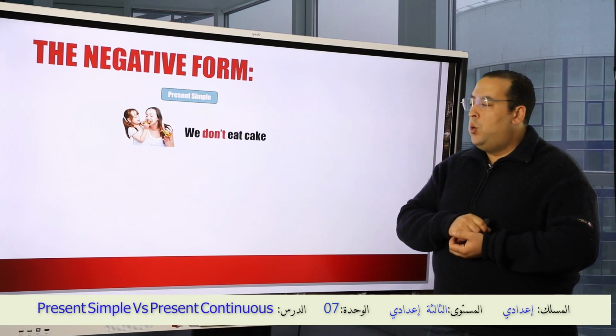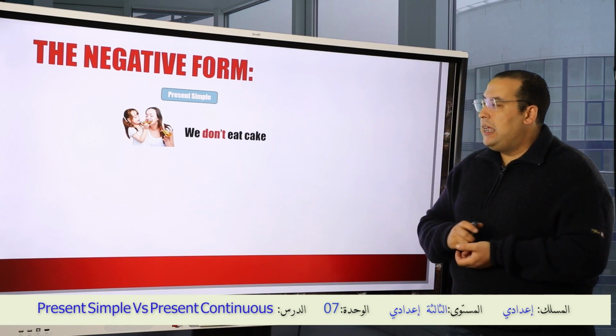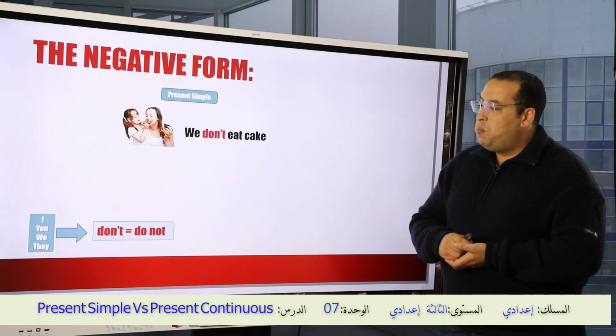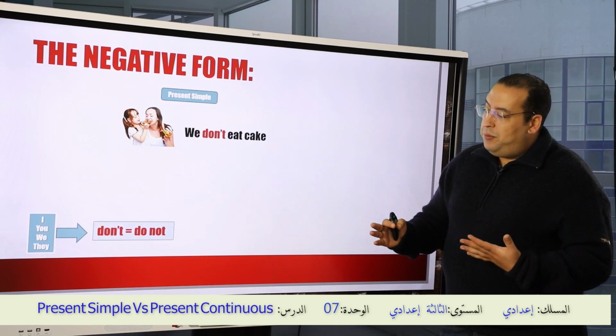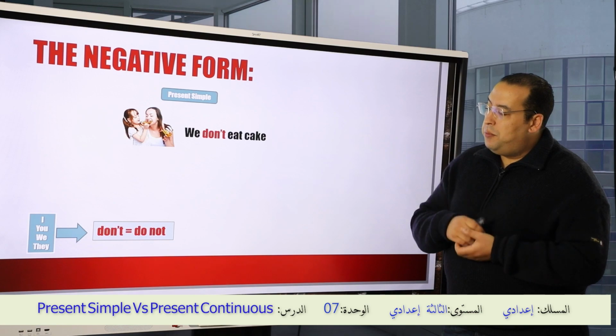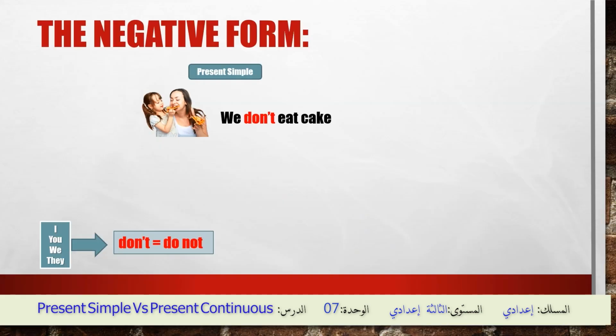The negative, we don't eat cake. So, I and you and we and they in the negative form goes with don't. We say I don't, you don't, or we say I do not or you do not. Okay? It's the same meaning.